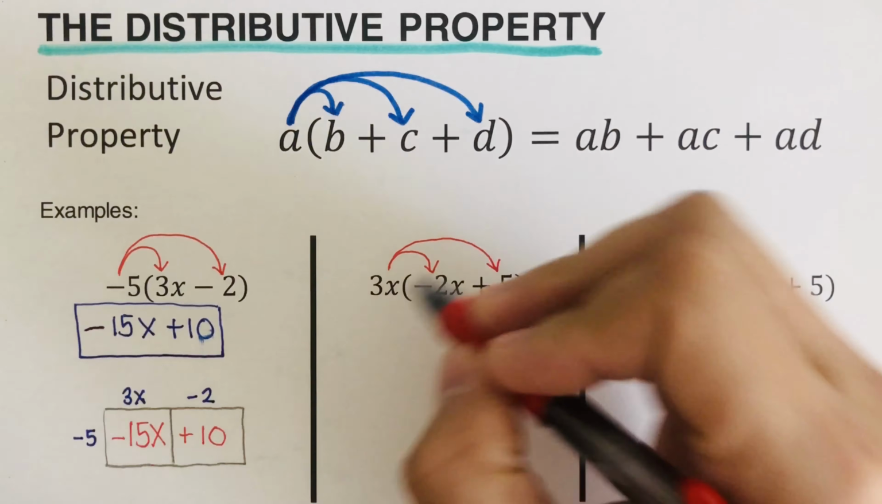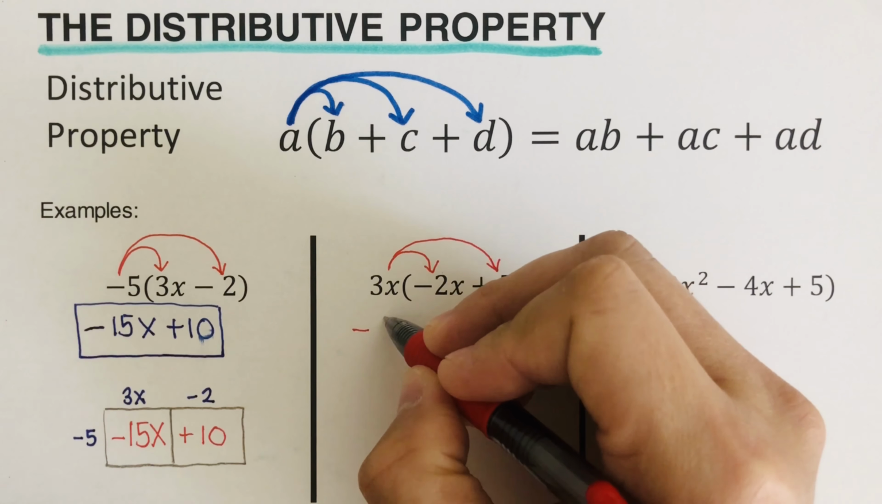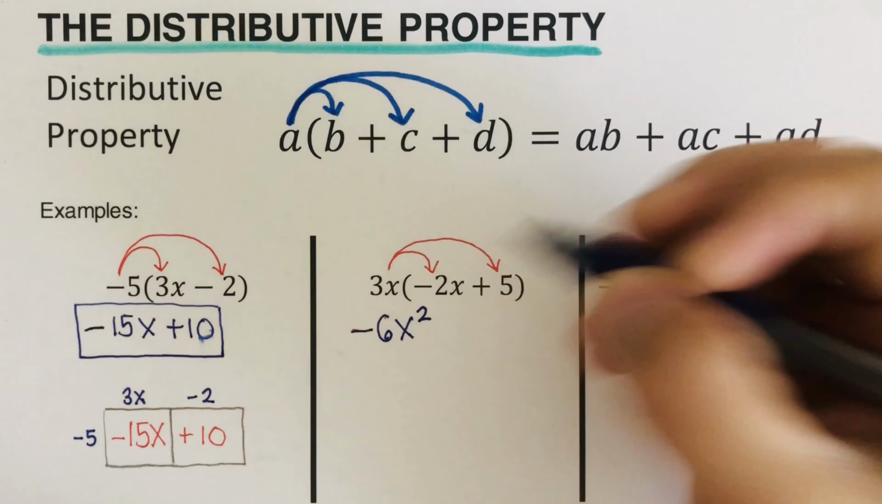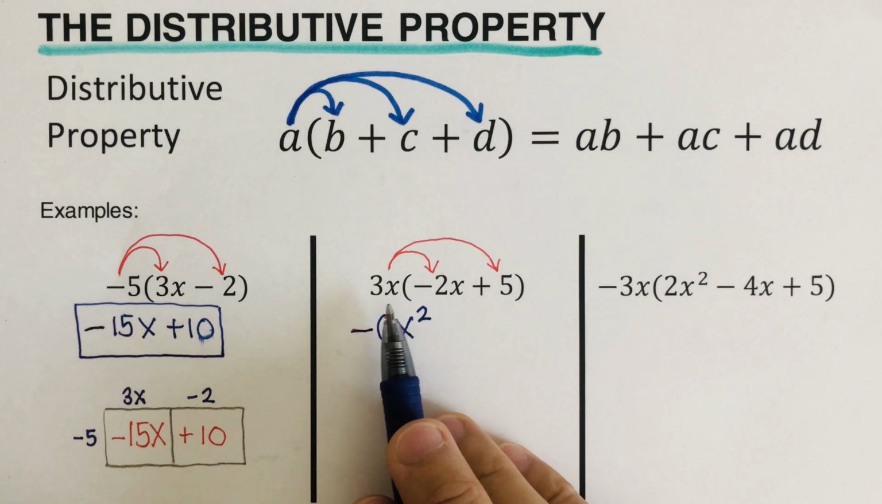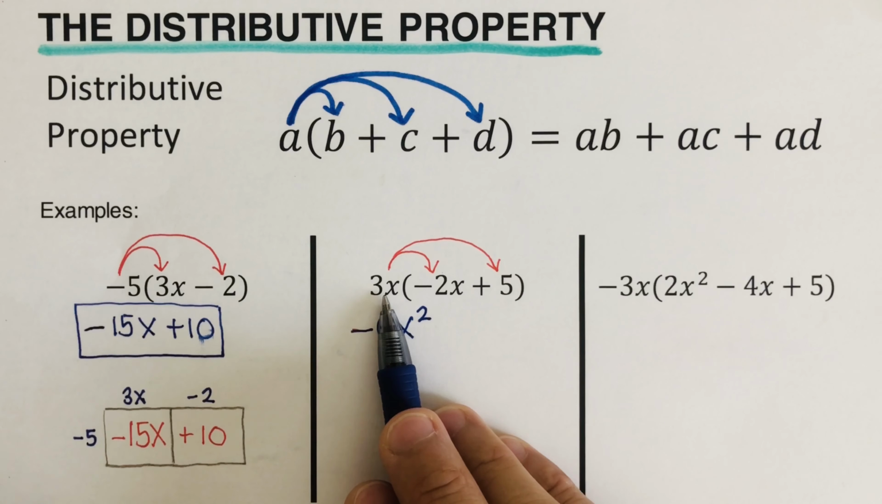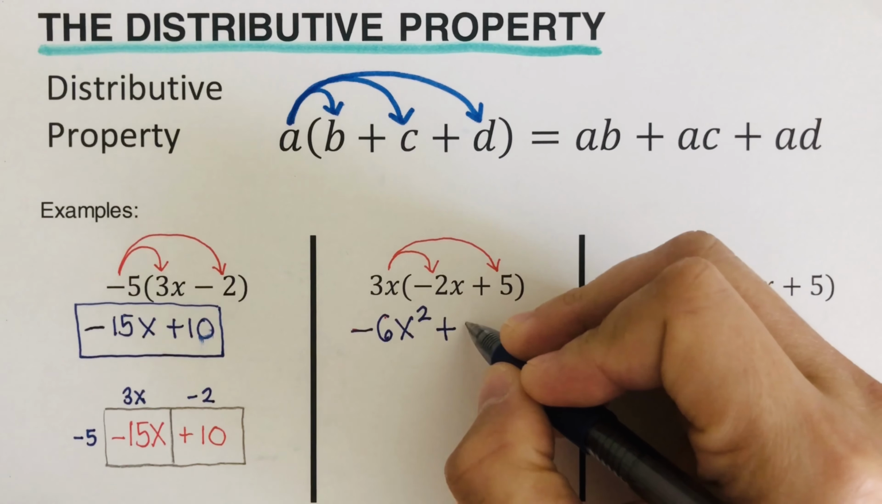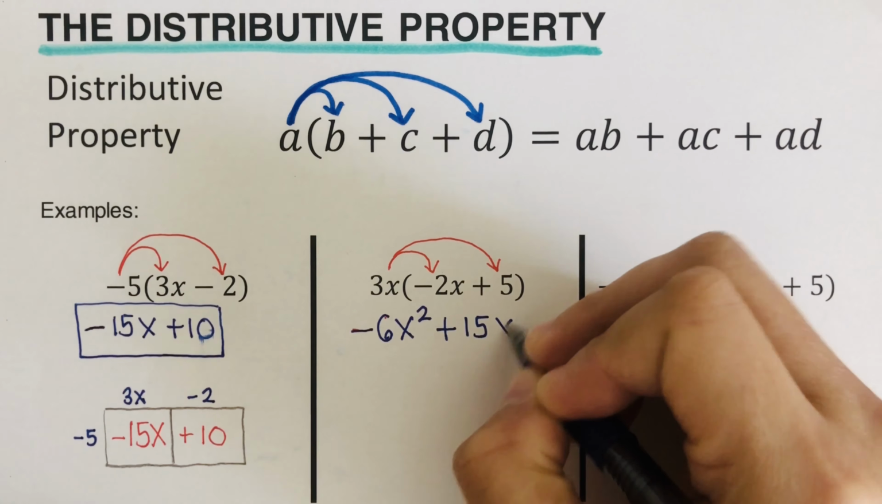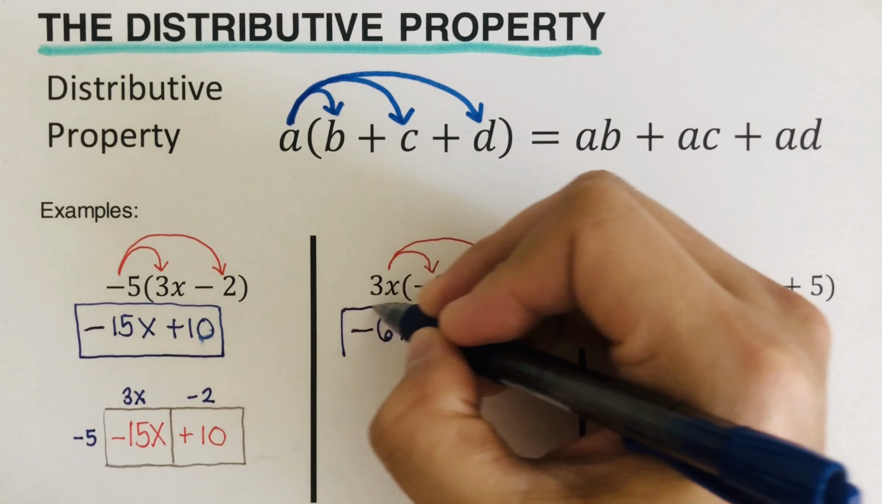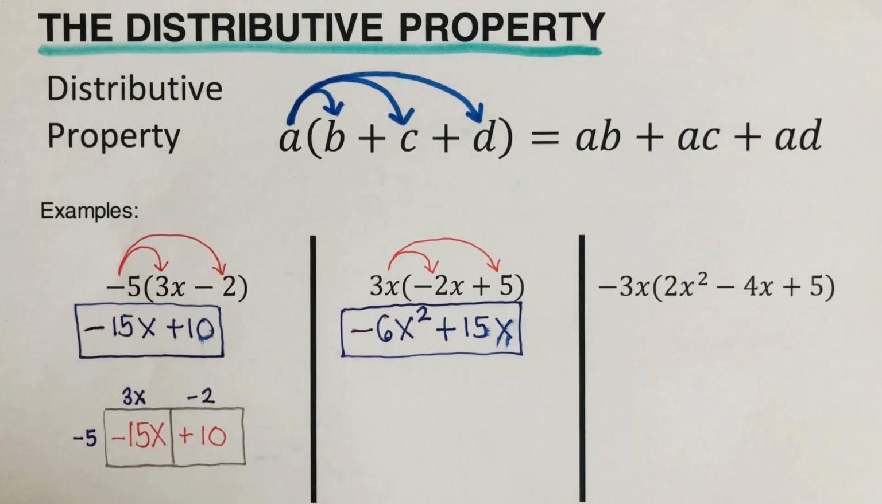So this comes out 3x times -2x is a negative 6x squared because there are 2 x's. So this is going to be -6x squared, and then 3x times 5 is +15x. So this is the product for these 2 expressions using the distributive property.